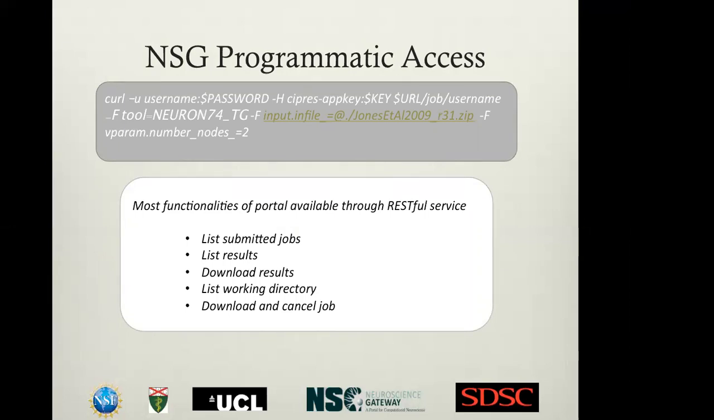So this is just an example of how you would use the same Jones model. If you want to use it programmatically from your laptop, you could use curl. We have Python and Java APIs that you can use to submit it. All the functions that you just saw through the portal are available through the RESTful services. You can list your submitted jobs. You can list the results. You can download results. You can list your working directory. You can download and you can cancel the job. You can set the number of nodes, the number of cores, and the wall clock time that you did on the portal. Everything can be done programmatically too. The webpage that I showed you has documentation on how to use programmatic access if you're at that level, or if you want to use the portal, you can always come in and use the portal.